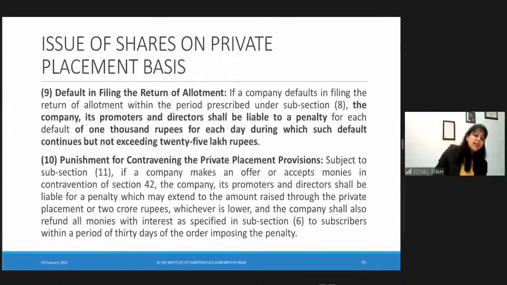If the private company exceeds the 200 member, it will have to convert itself into a public company. And a public company is also allowed to make a private placement. There is no limitation. But again, the private placement cannot be made to more than 200 members in a financial year, in an aggregate. Is that clear, Anmol?